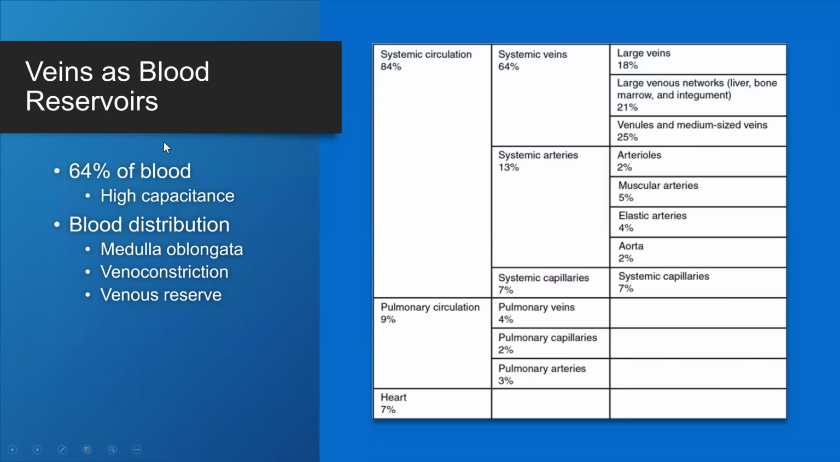Now, veins are also your blood reservoirs. About 60% of blood at any point of time is inside your veins. And the medulla oblongata regulates your blood distribution through centers that can regulate vasodilation and vasoconstriction. So you can look over here: in systemic circulation you have 84% of blood, pulmonary circulation 9%, and 7% of blood supplies your heart. Of course, there is no point in remembering all these numbers, but most of this blood at any point of time is inside systemic veins.